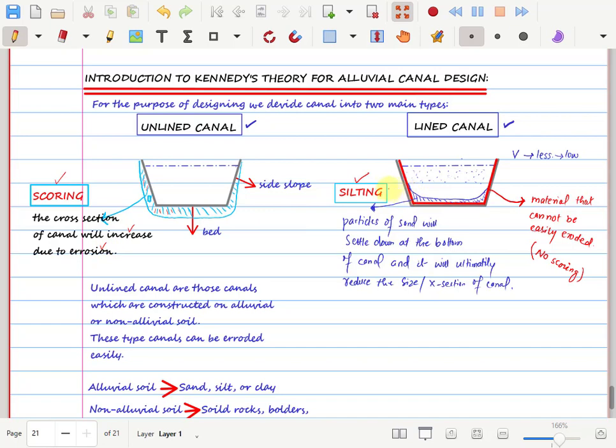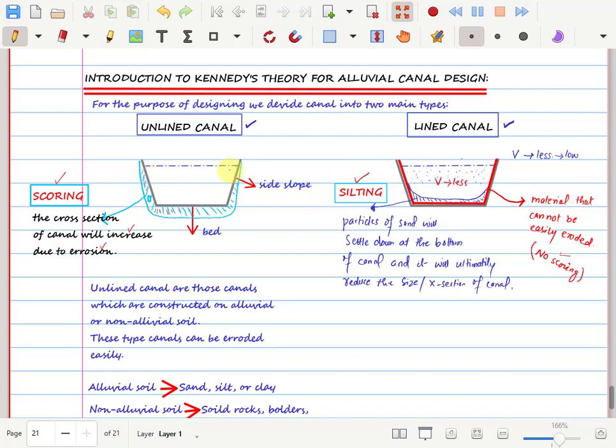But in case of lined canals, there will be no erosion, right? If there is no erosion, there will be no scoring. If there is no scoring, that means that whenever the velocity is less, the particles in the water will try to settle down with the passage of time, right? When they settle down, obviously they will decrease the cross section of the canal, and that process is called silting. Got it?